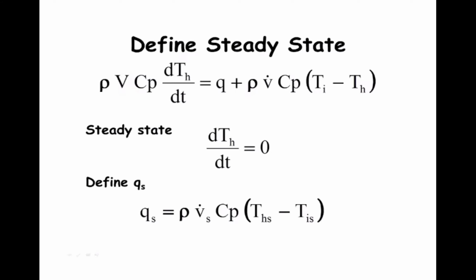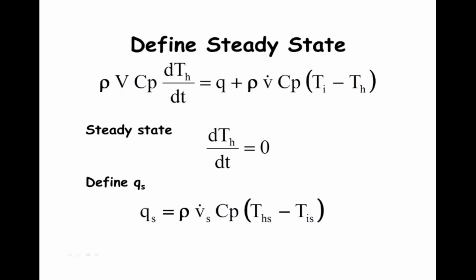We need to define several steady-state terms. These are variables that define the process when the process is at steady-state condition. These steady-state conditions are normal conditions and the error is zero, which is the outlet fluid temperature is equal to the set point temperature. Outlet fluid temperature Th will not change over time, so dTh over dt equals 0 in the steady state.